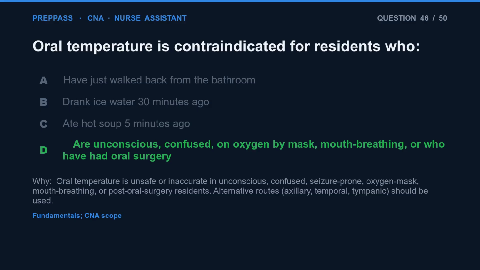The correct answer is D. Oral temperature is unsafe or inaccurate in unconscious, confused, seizure-prone, oxygen mask, mouth breathing, or post-oral surgery residents. Alternative routes, axillary, temporal, tympanic, should be used.